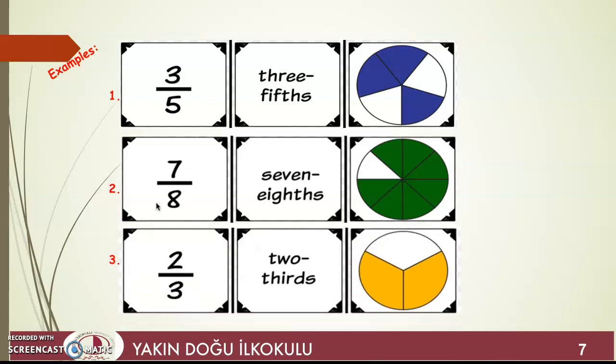Third example. How many numerators are there, children? There are 2. How many denominators are there, children? There are 3. 2/3.